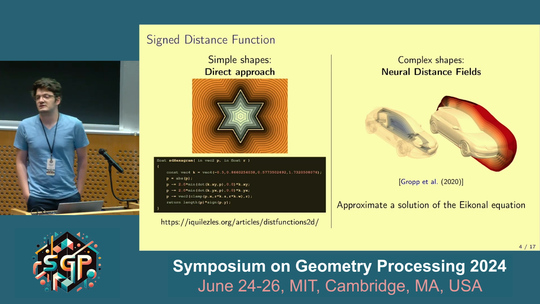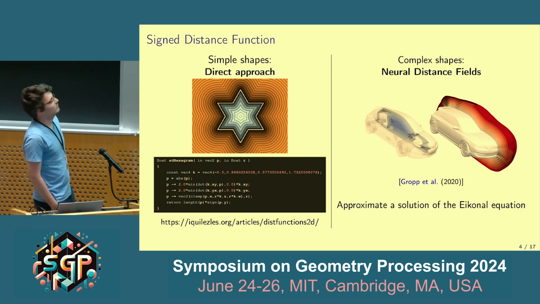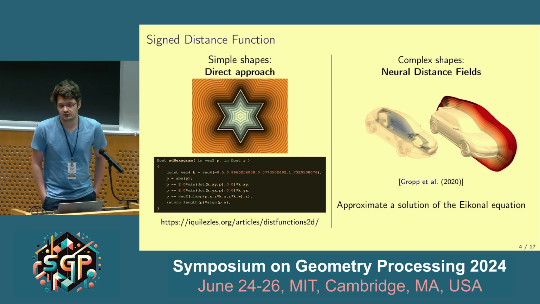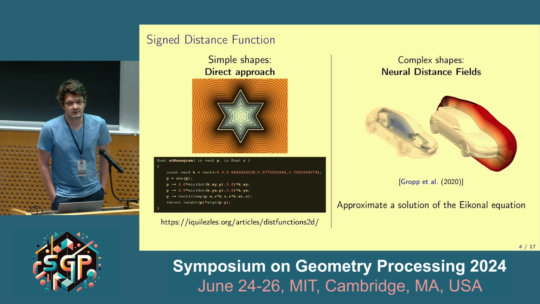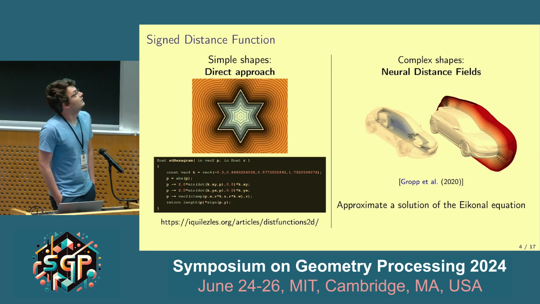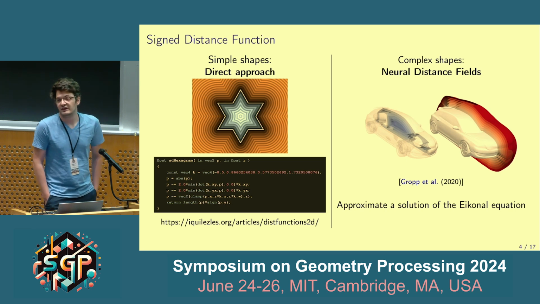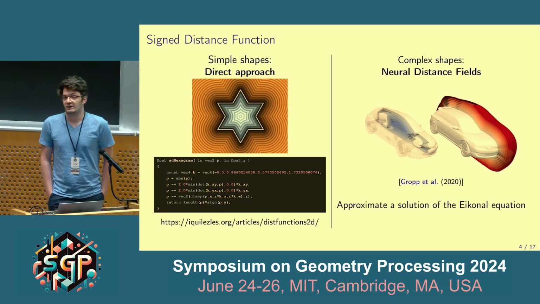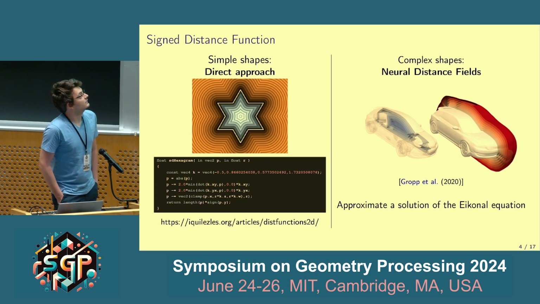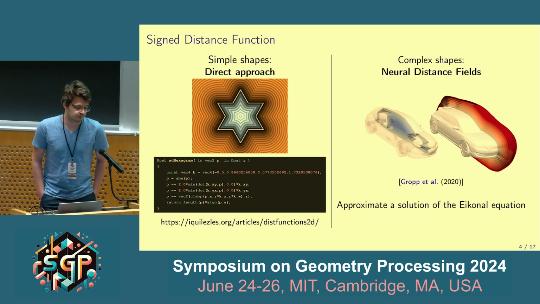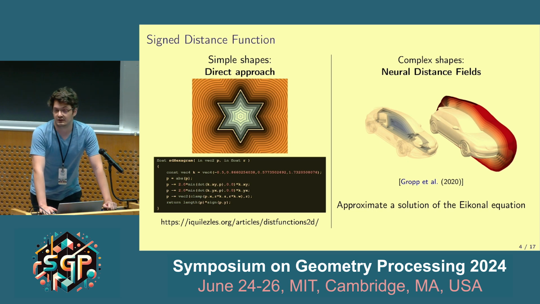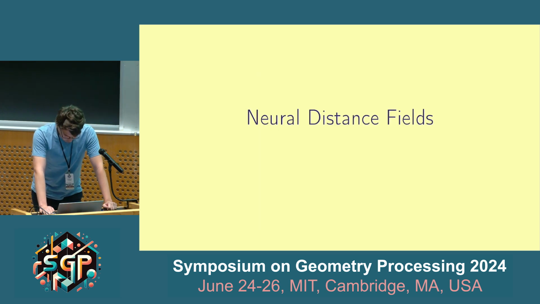If your object is simple enough, you may be able to compute the distance in closed form and in a few lines of code, but this quickly becomes intractable for more complex objects. So this is why, in the last few years, people have turned to deep learning to try and approximate signed distance functions using neural networks. And those so-called neural distance fields are what I want to talk about today.